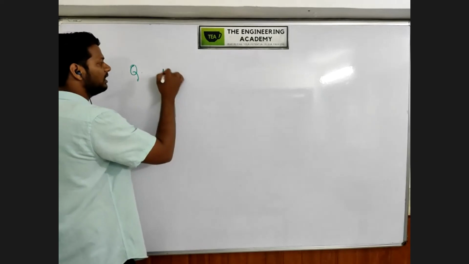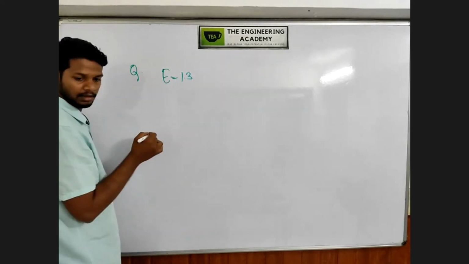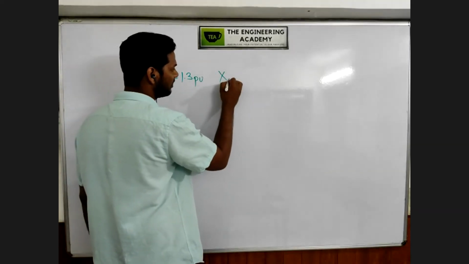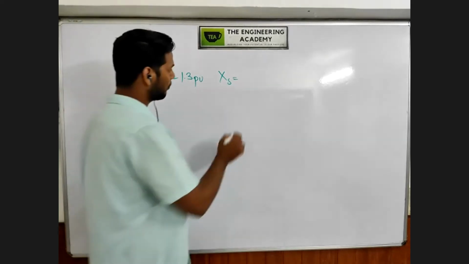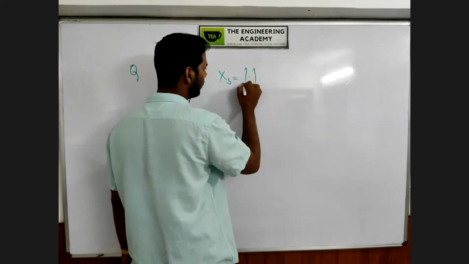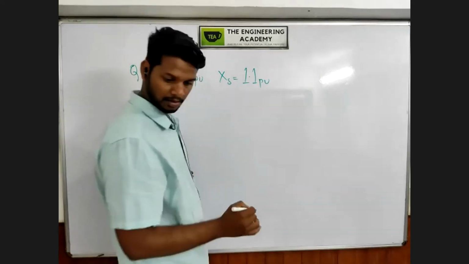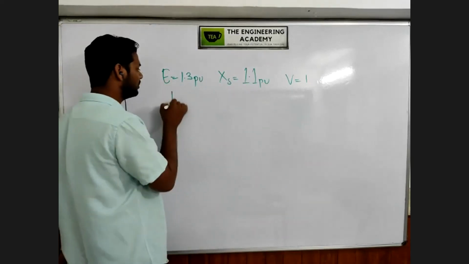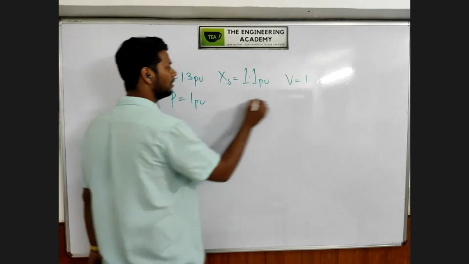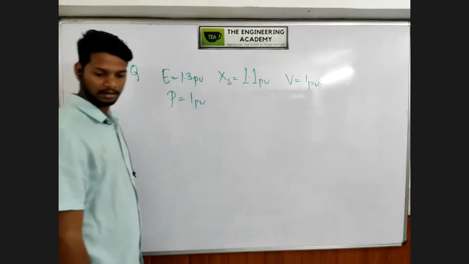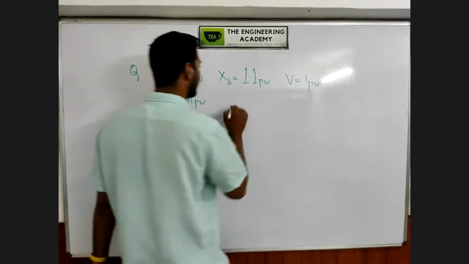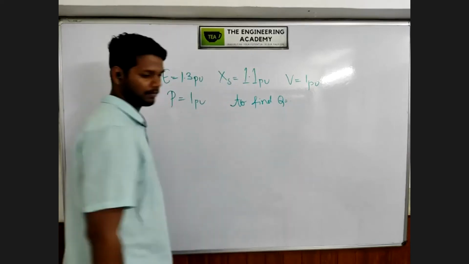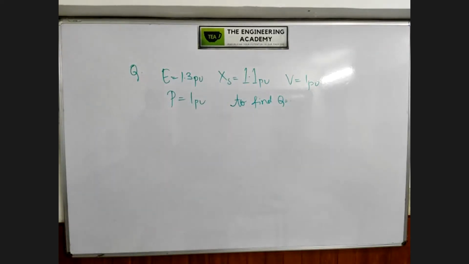What they have given in the question is E value is 1.3 per unit. All the values are given in per unit. Xs is equal to 1.1 per unit. Voltage is equal to 1 per unit. Power is equal to 1 per unit. And they have asked to find the value of Q.